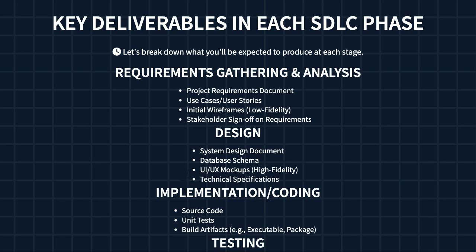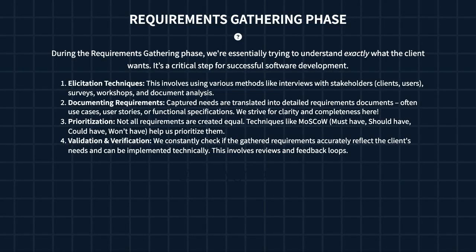The implementation phase is all about writing code, creating unit tests to ensure each piece works correctly, and building those final deployable artifacts. Testing follows with a comprehensive set of test cases, detailed bug reports, and results from integration testing. Deployment involves actually getting the software live. You'll need a deployment plan and updated configuration documentation. Finally, maintenance is an ongoing process involving updates to the code itself, keeping your documentation current and tackling any new bugs that pop up.